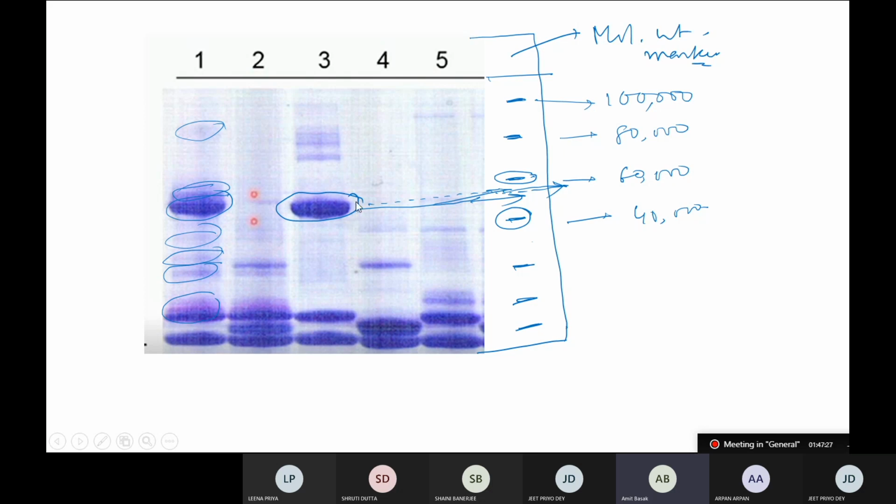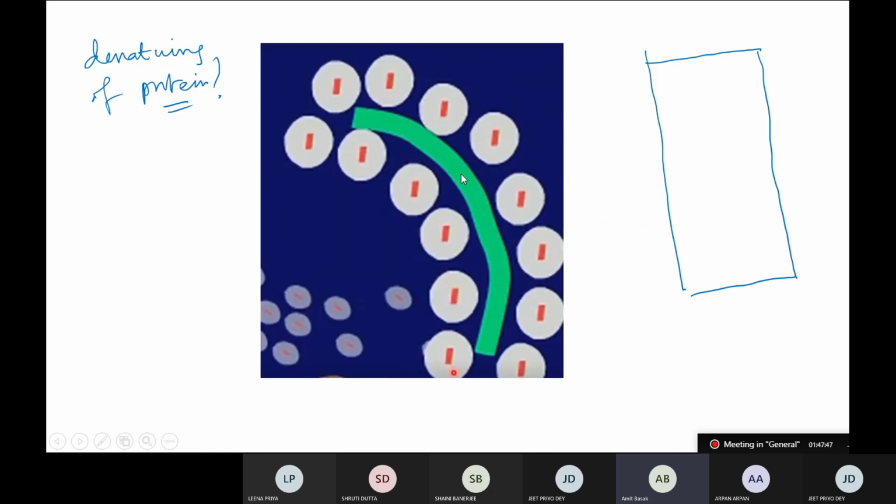You can isolate it from here because this is a gel. You cut it out with a scalpel or a knife, put this piece in solution and isolate the protein, but you will not get any activity. Why? Because you have done it under denatured conditions. Your protein has lost its three-dimensional structure, or its native structure. That's why the words native and denatured are used.